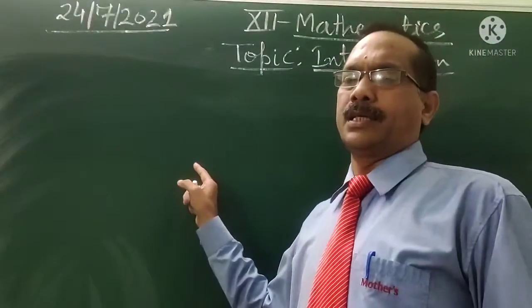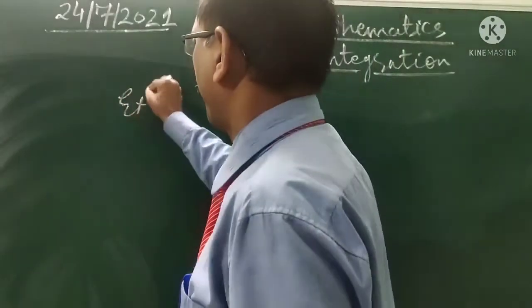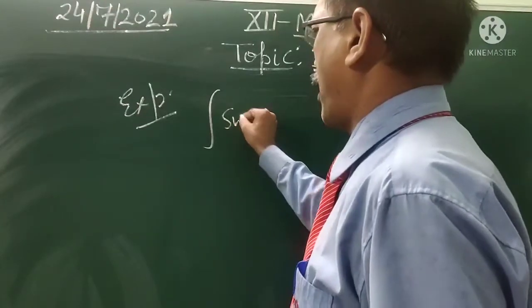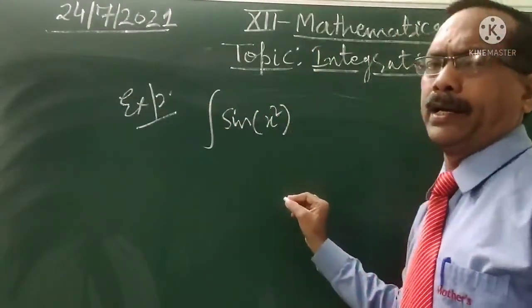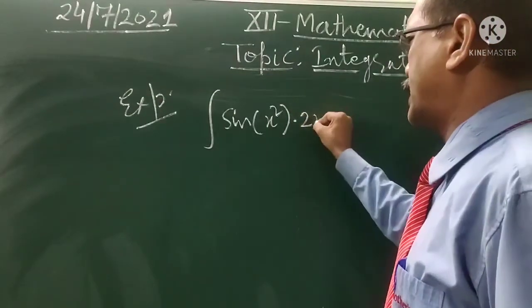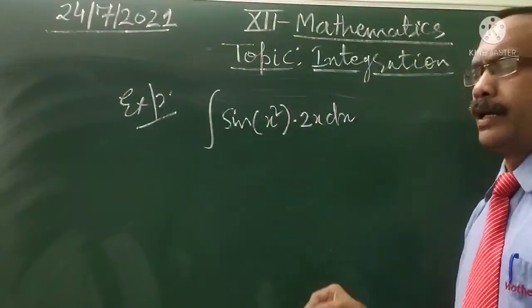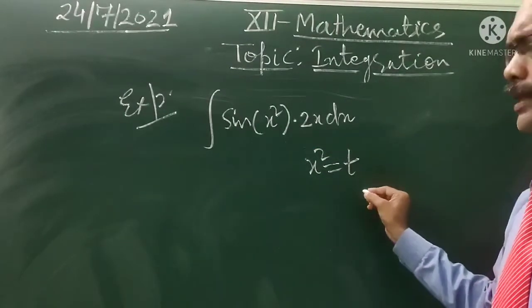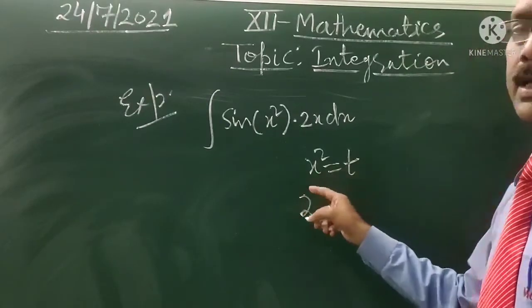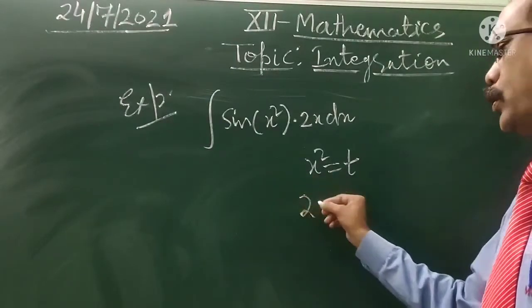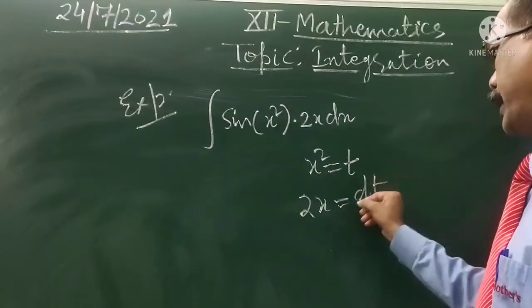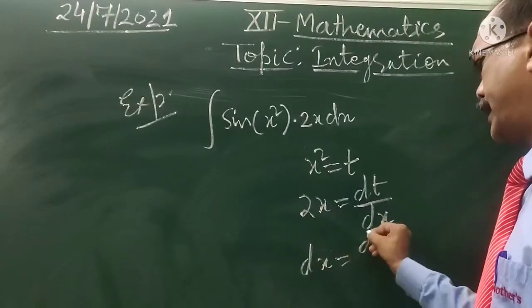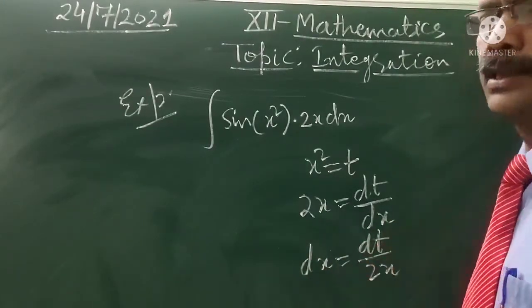Dear student, now see the example. Let there be integration of sine of x square into 2x dx. Dear student, here we substitute x square as t. Then the derivative of x square is 2x, which is equal to dt over dx. Then dx is dt upon 2x.